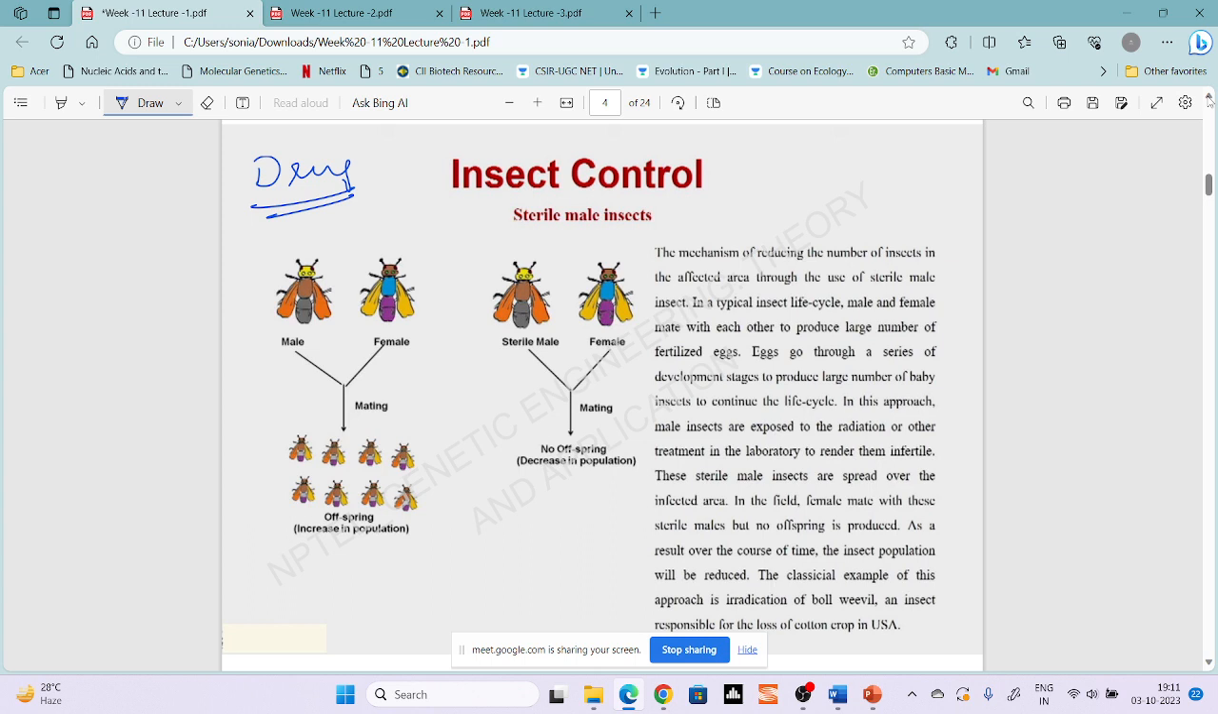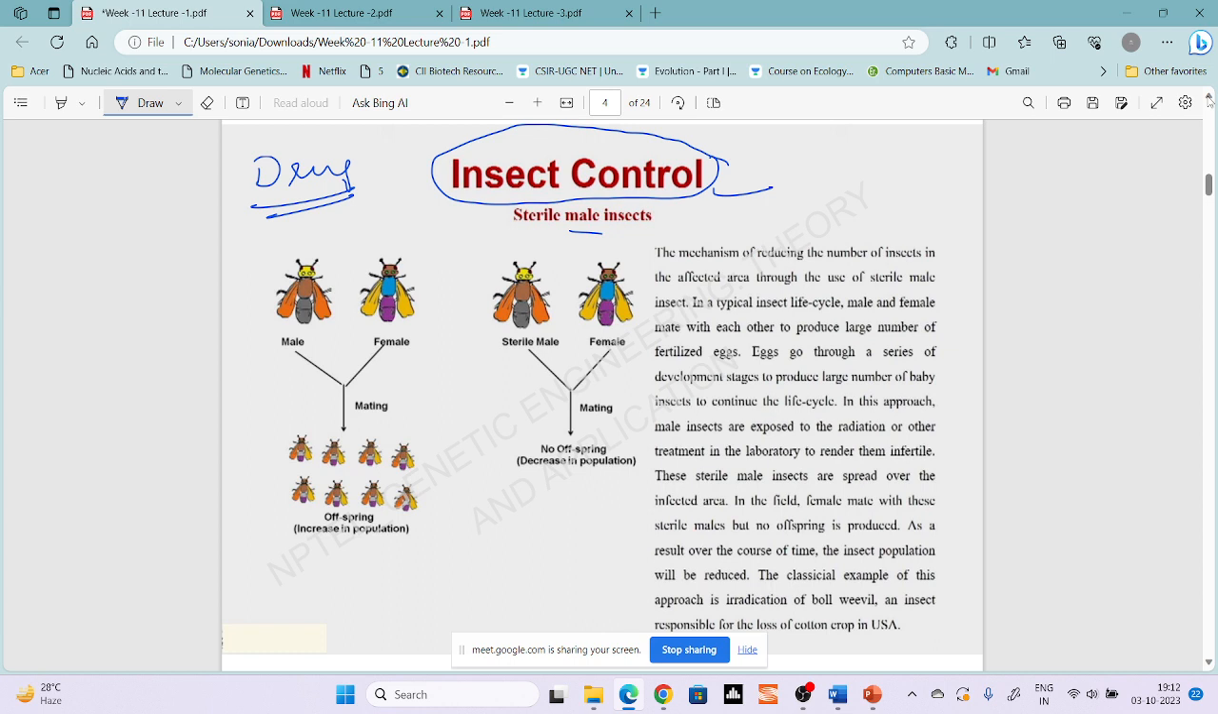So what problems do plants face? Plants face a problem from insects, which eat the plants and deteriorate the quality, and therefore controlling the insect population during agriculture or plant culture is important. So for the control of insects, what strategies can be used? Basically they thought the best strategy would be to make the male sterile, so that when this sterile male mates, there is no production of offspring.